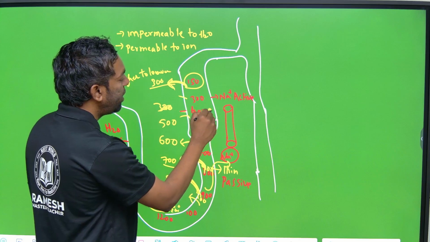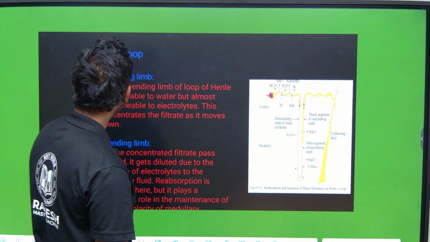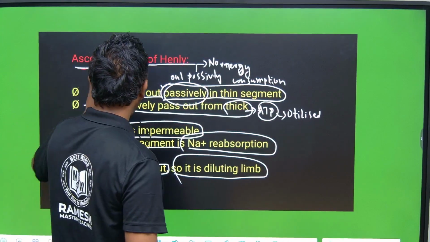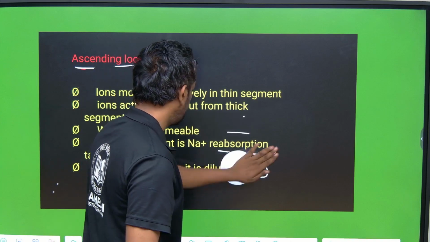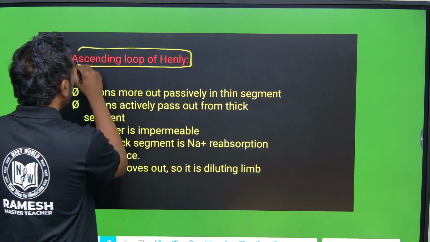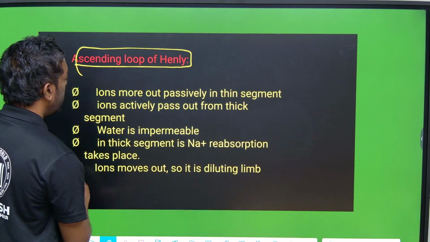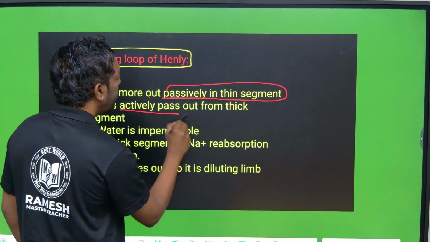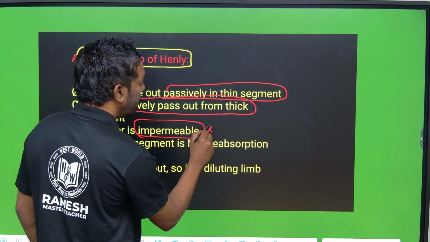So the ascending Henle loop is the dilute Henle loop. Ascending limb of Henle, okay. Ions go out passively in the thin segment and actively in the thick segment. These are the 2 points, and water is impermeable. This is most important, guys.